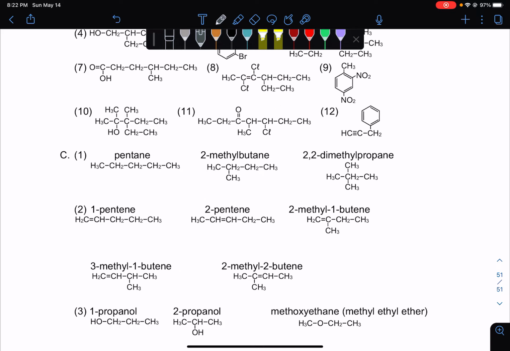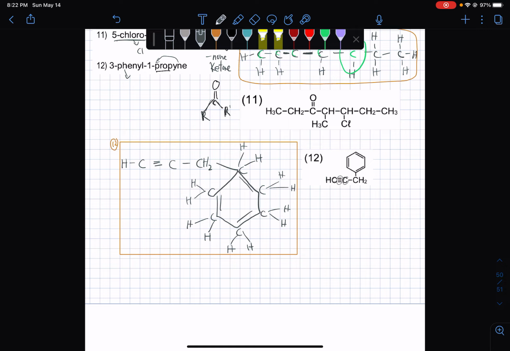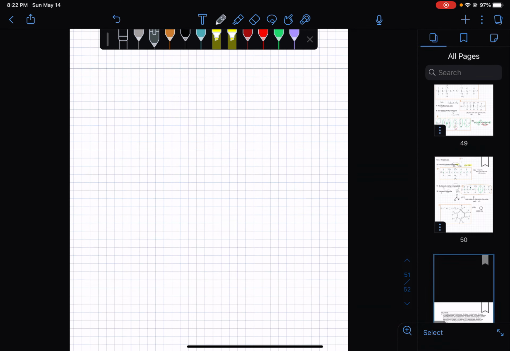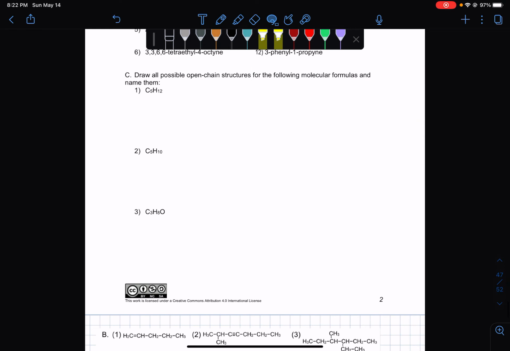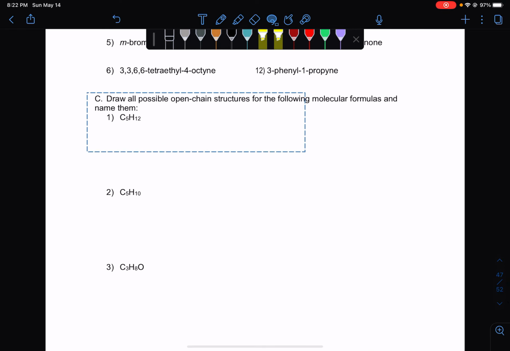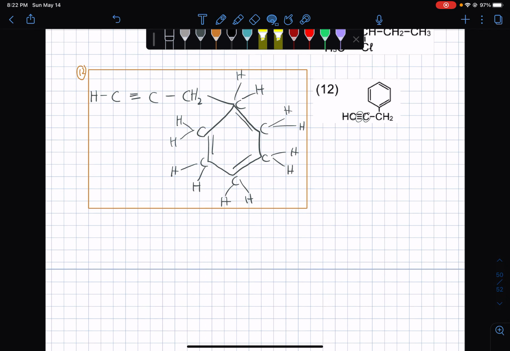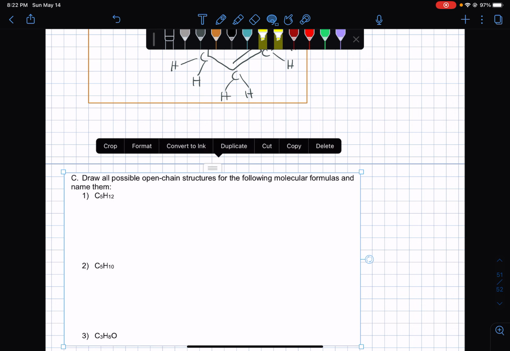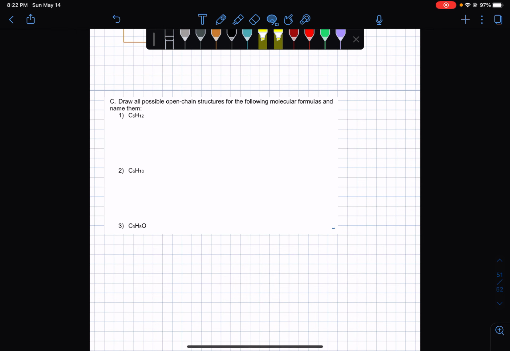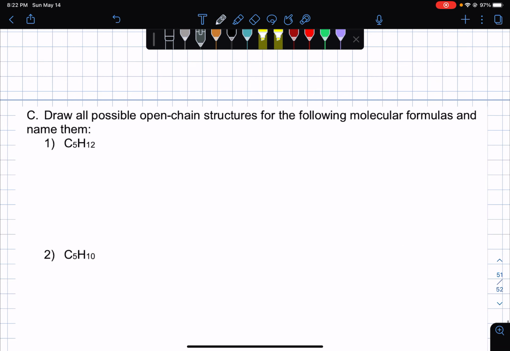Let's go with part C. We have no space anymore. Add one more page. We are commissioned in letter C to draw open chain structures following molecular formulas and naming them. Well, I can't assure you that I'd be able to draw all the possible stuff, but yeah, we'll give it a try. Wait, open chain structures.